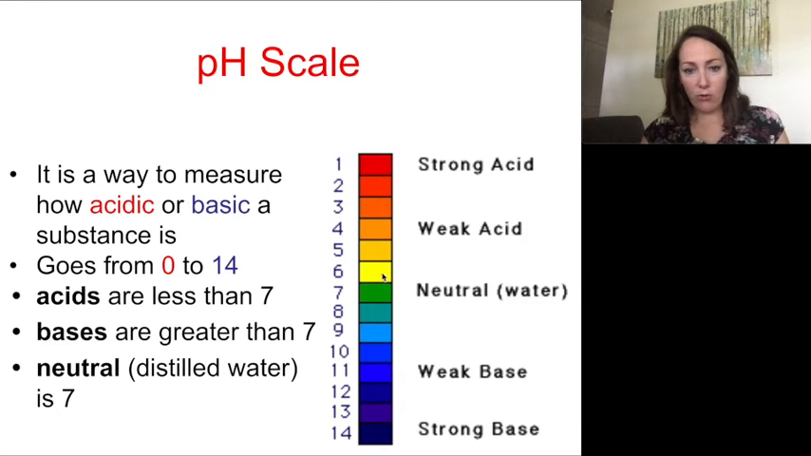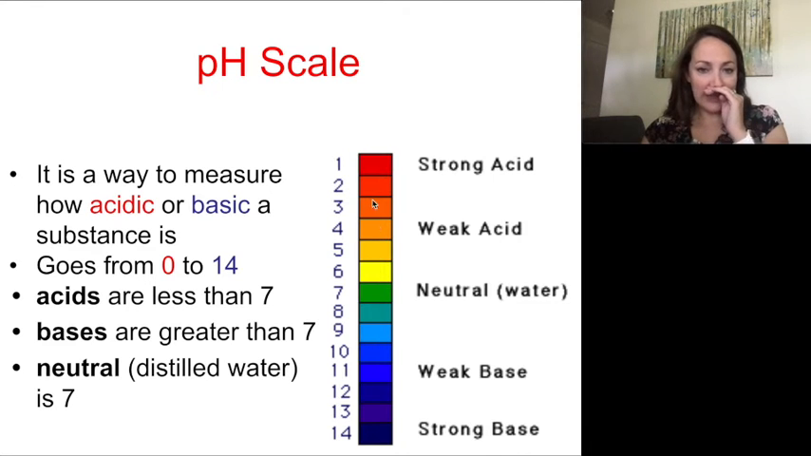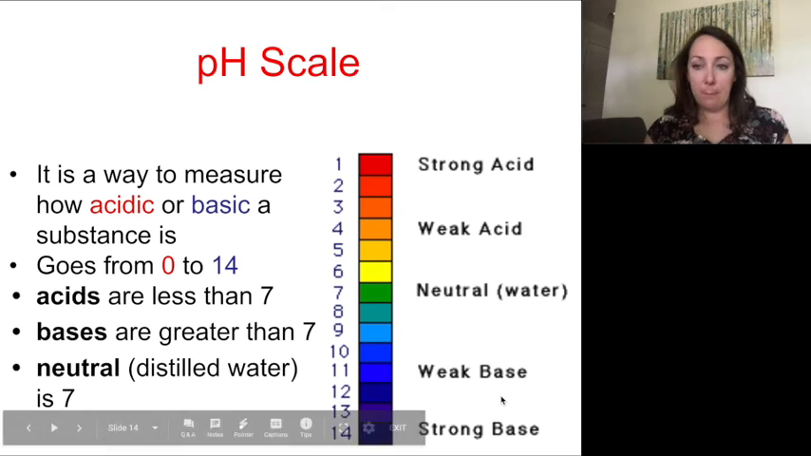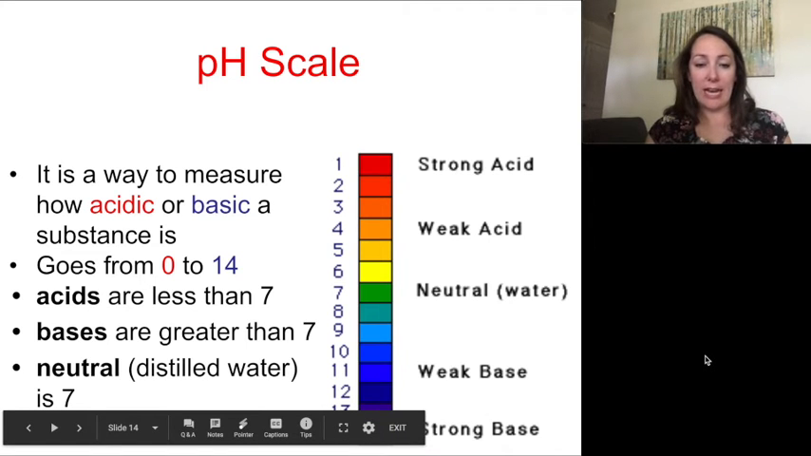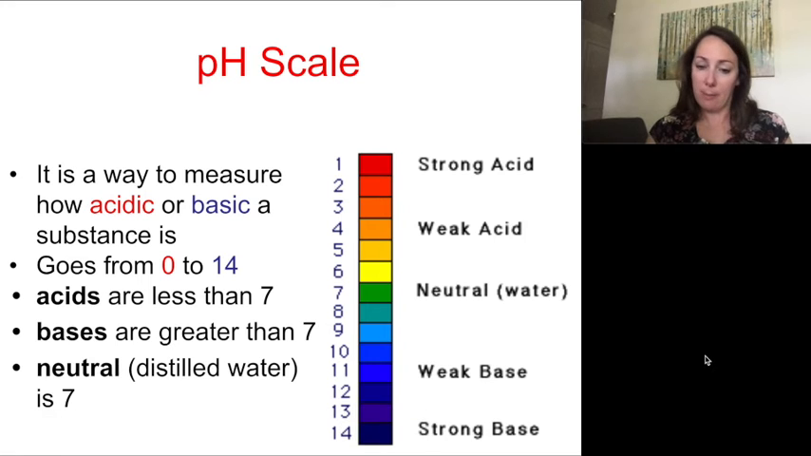And then as you move up the scale, you're going to get a stronger acid. So the strongest acid is 1. And then as you go down, the strongest base that we have would go down to a number 14. I'm sorry, that black box keeps popping up. There you go. You can see that the strongest base is a 14.